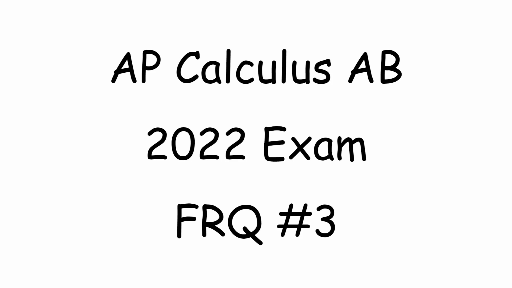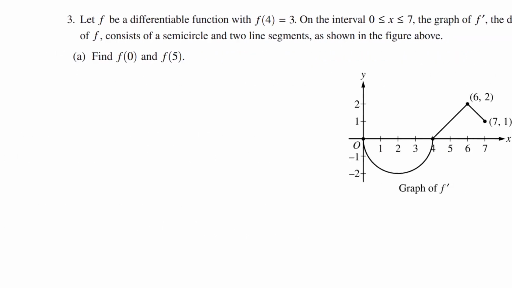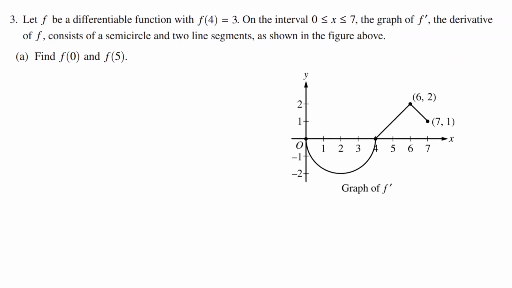Let's see what this problem is about. Let f be a differentiable function with f of 4 equals 3. On the interval 0 less than or equal to x less than or equal to 7, the graph of f prime, the derivative of f, consists of a semicircle and two line segments, as shown in the figure above. This looks like a simple FTC problem that will use the graph that we are given. We just need to make sure to remember our definitions and formulas correctly.